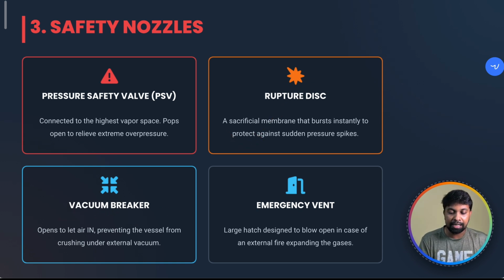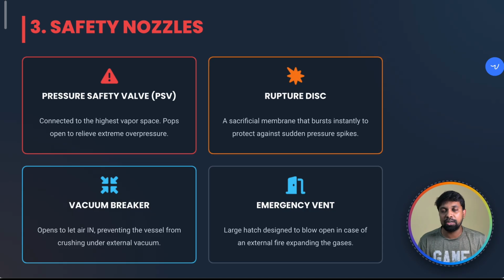Vacuum breaker is almost similar to the pressure relief valve, but vice versa. The pressure relief valve relieves pressure: when the vessel seems overpressured, it will open and relieve the pressure. But in the vacuum breaker, when the vessel experiences too much vacuum, it will let a small amount of air in and maintain the vacuum pressure.